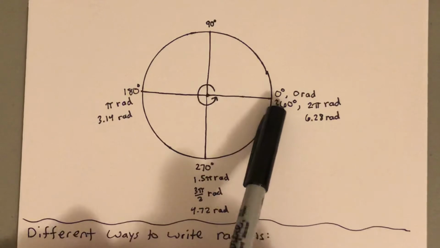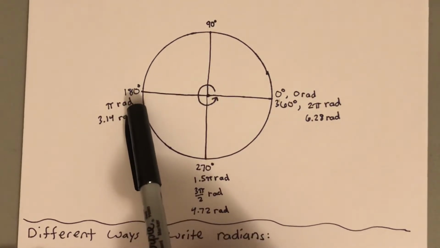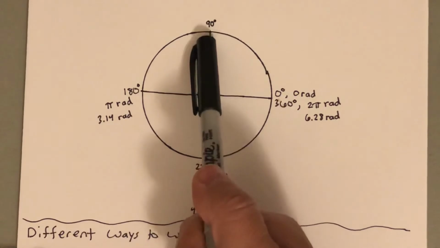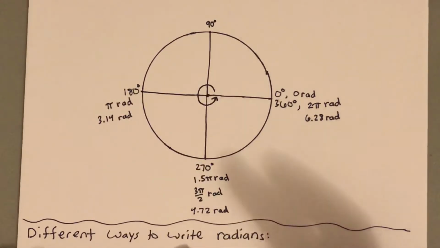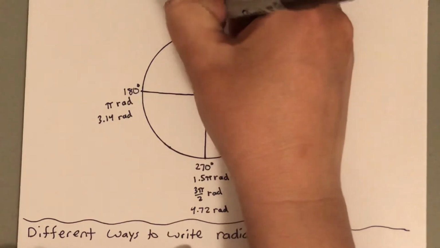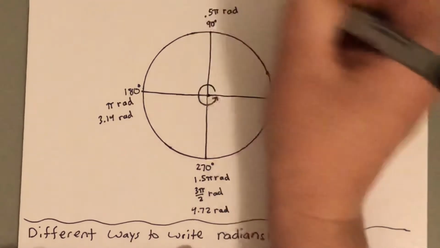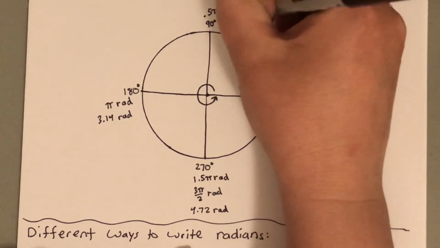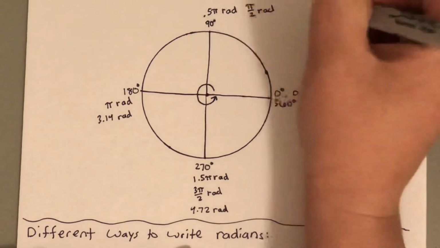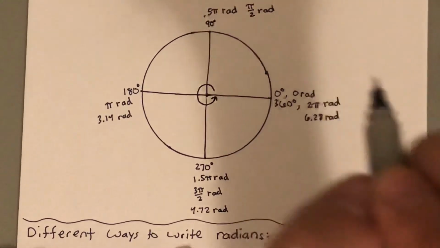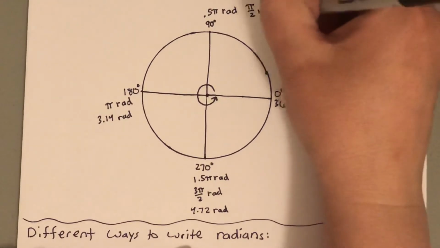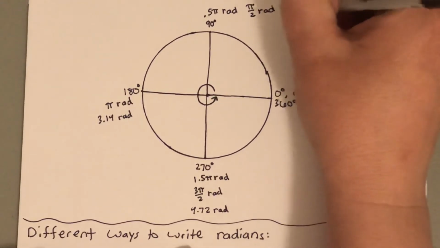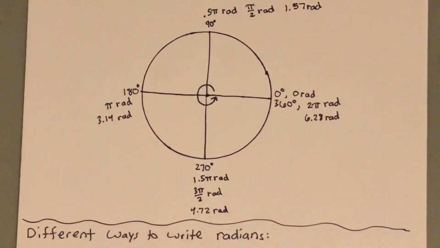And if 180 degrees is pi, that means 90 degrees, halfway there, is going to be half of pi. So we're going to write 0.5 pi radians. Or we could write that as pi over 2 radians. Or if we take pi and we divide it by 2 or multiply it by 0.5, we would get 1.57 radians. Okay? So again, we have these angle measures in degrees, but we can also express them in radians.